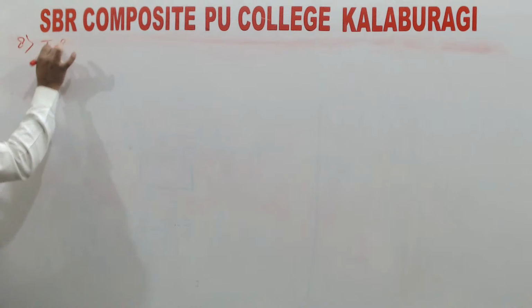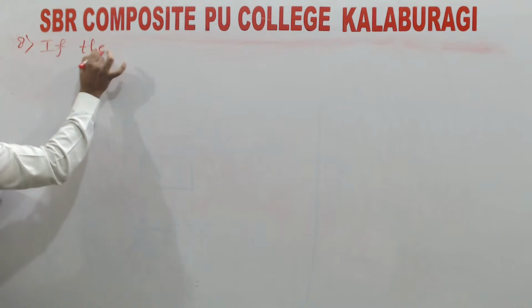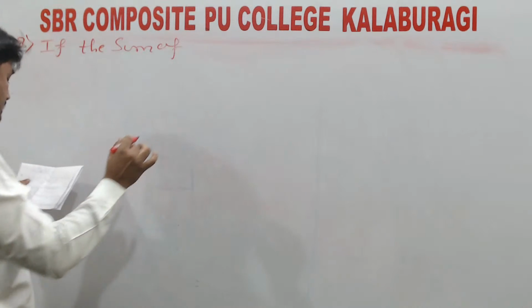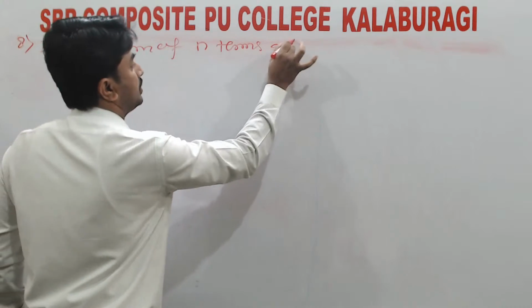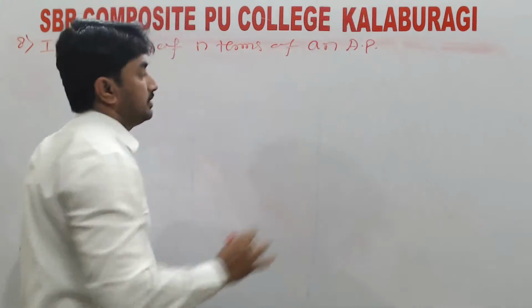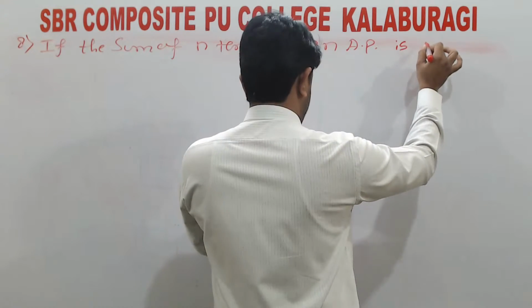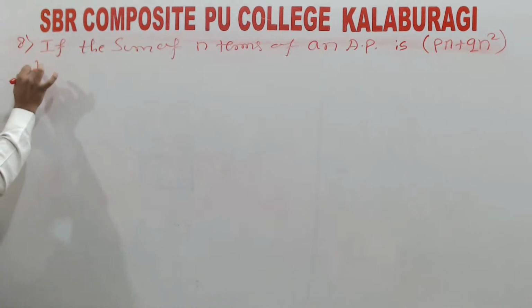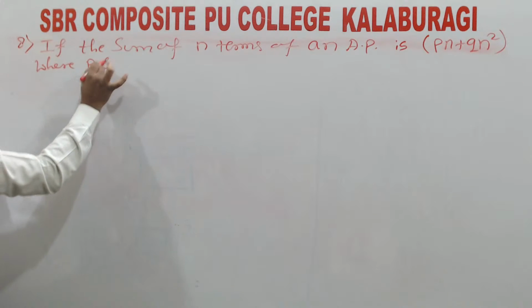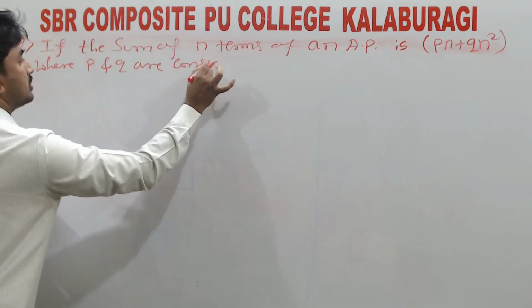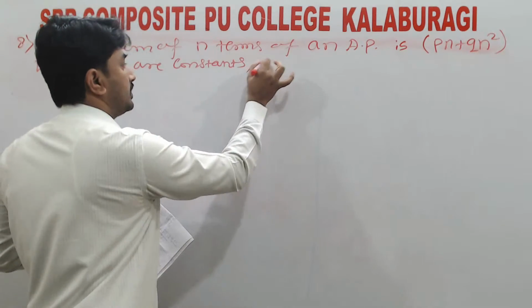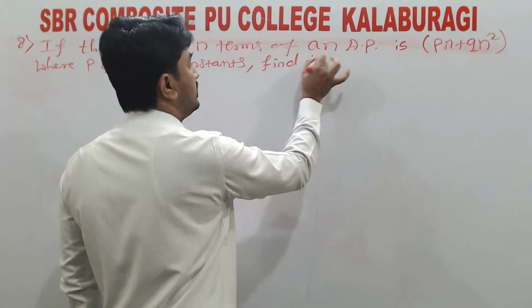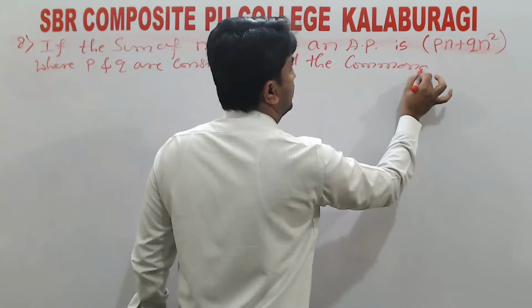Question number 8 is, if the sum of n terms of an AP, n terms of an arithmetic progression, is Pn plus Qn square, where P and Q are constants, then find the common difference. Find the common difference.